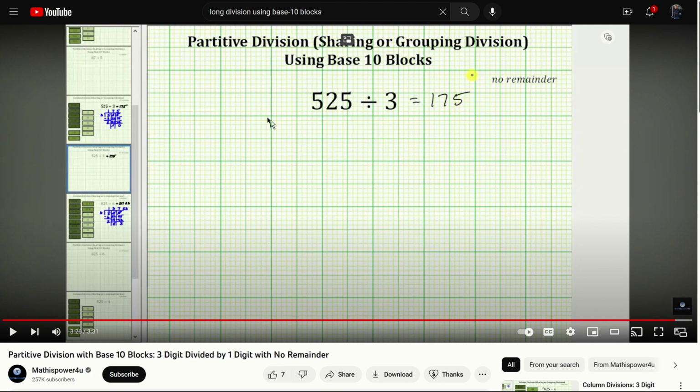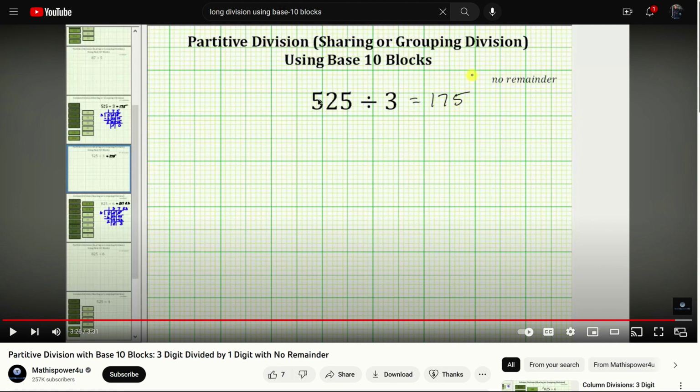All right, very nice example. Notice that he uses the term rod where we normally use the term long. They're the same thing. Those names are interchangeable. So that's a very beautifully done example showing how to use base 10 blocks to explain division to younger students.